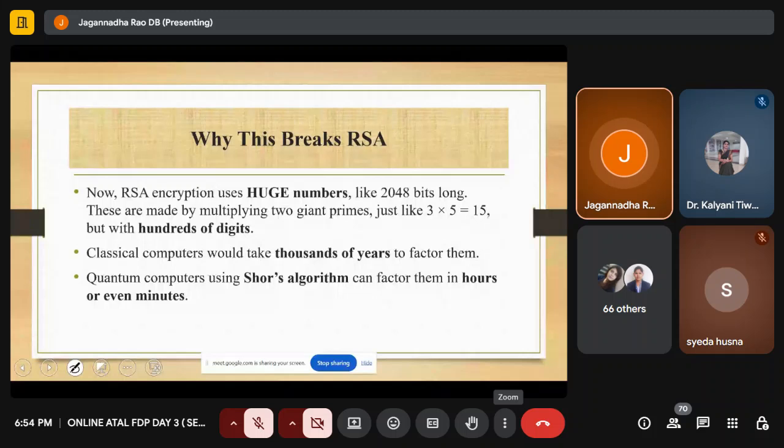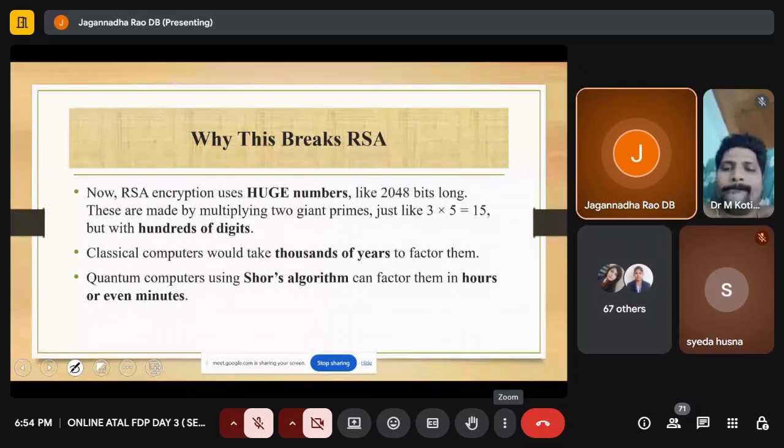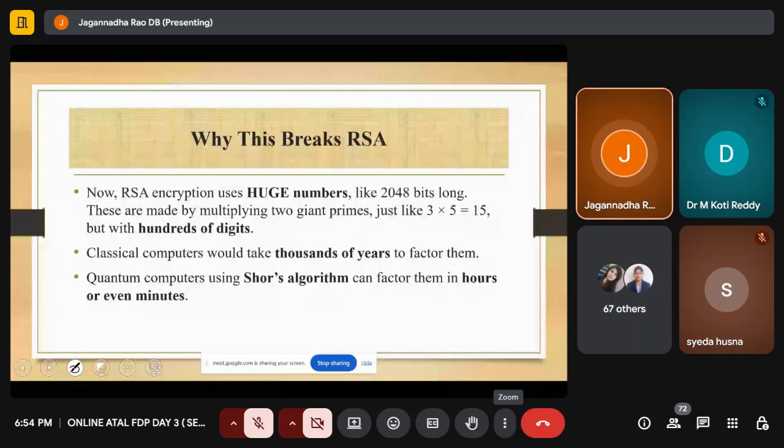For classical computers, calculating the factors of a 2048-bit number is not a small task, and it is very difficult. That's why classical computers take thousands of years to find the factors. But quantum computers using Shor's algorithm can factor them in hours or even minutes. Why? Because you take your numbers and apply Shor's algorithm to calculate the period. Once you have the period, you can easily calculate the GCD value with plus or minus and your n. So it takes very few hours or even minutes, sometimes.